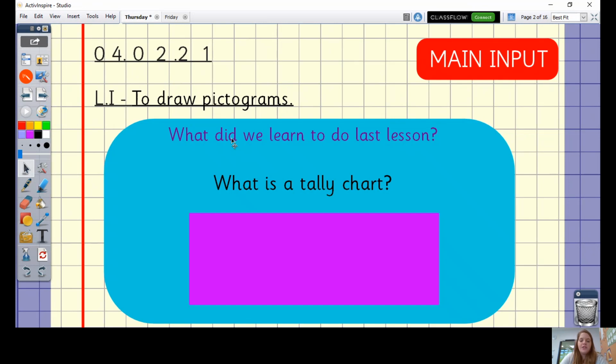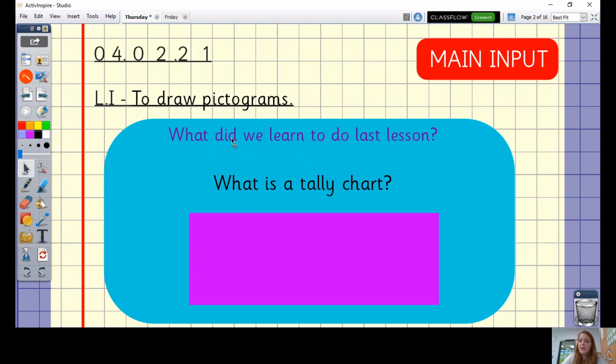Okay, so just before we begin our learning for today, I'd like you to just pause the video and have a think about what did we learn to do last lesson, and I'd also like you to think about, to remind yourself, what is a tally chart? Okay, so what did we learn to do last lesson and what is a tally chart?